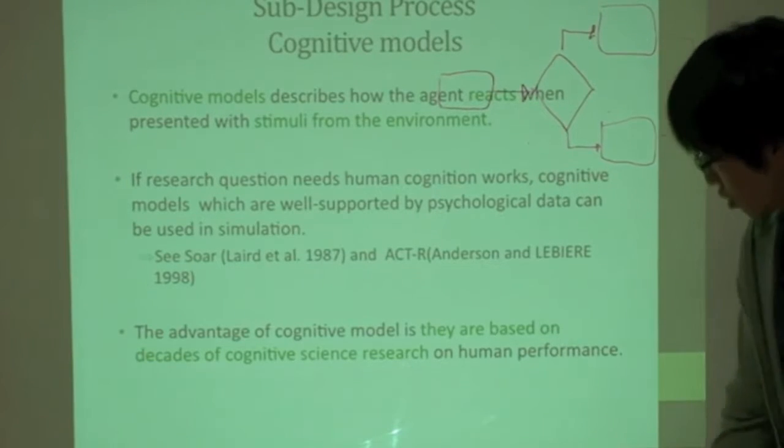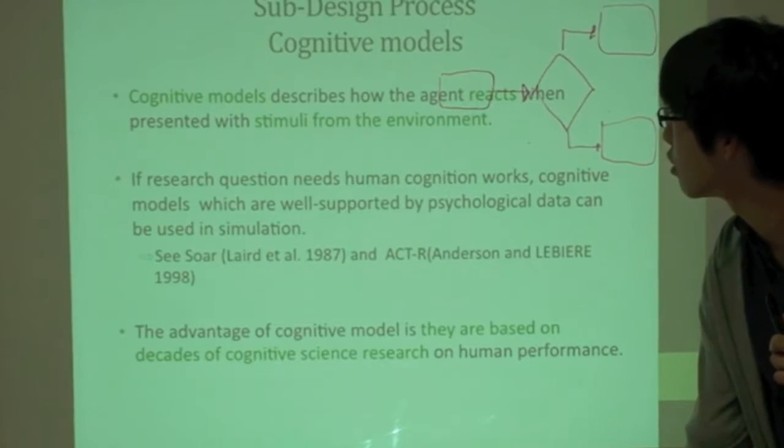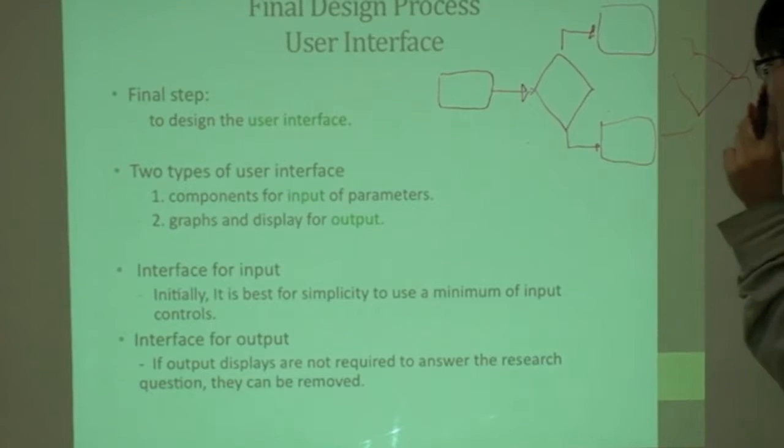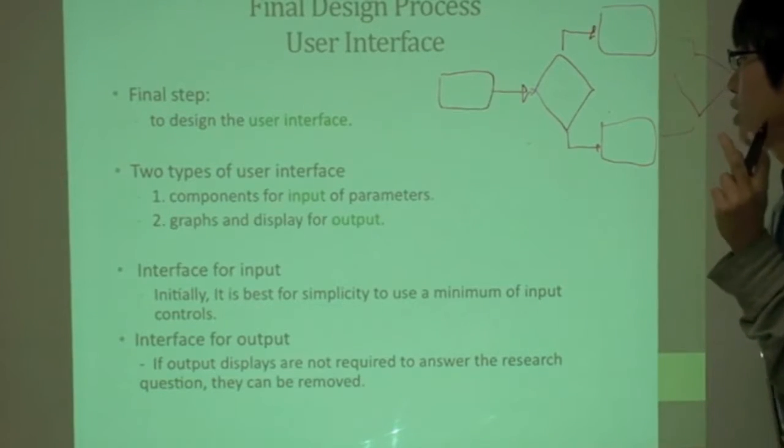Let's go to the next step. One design process is the user interface. To design the user interface, there are two types of user interface. The first one is components for input of parameters. The second one is graphs and displays for output. There are some notations for this interface.